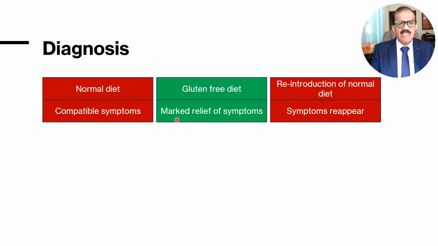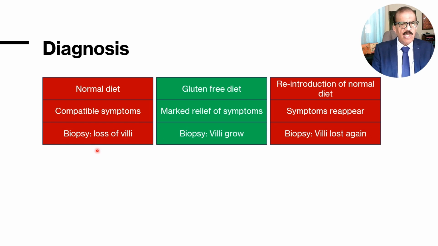Of course, there has to be marked relief of symptoms, not just a little bit, because if you avoid wheat, there are some other conditions where there may be some improvement, including a condition called celiac type. I think I'm going to talk about that later. So if this is combined with biopsy, you see loss of villi, and the villi regrow if you do endoscopy, and then finally, after challenging with the food, if you do a third endoscopy, there will be villi loss again. So this will be like an extreme situation, but I think the diagnosis will then be beyond any doubt.